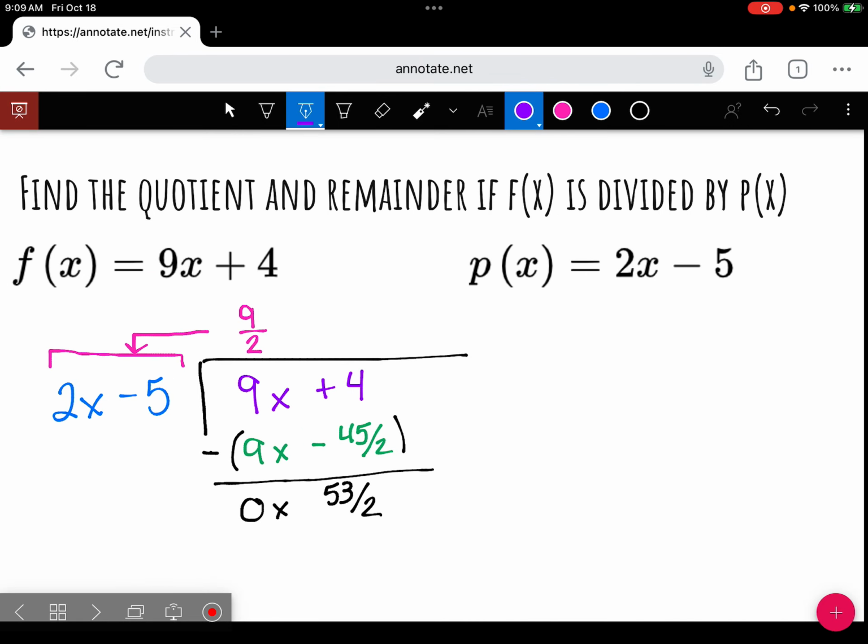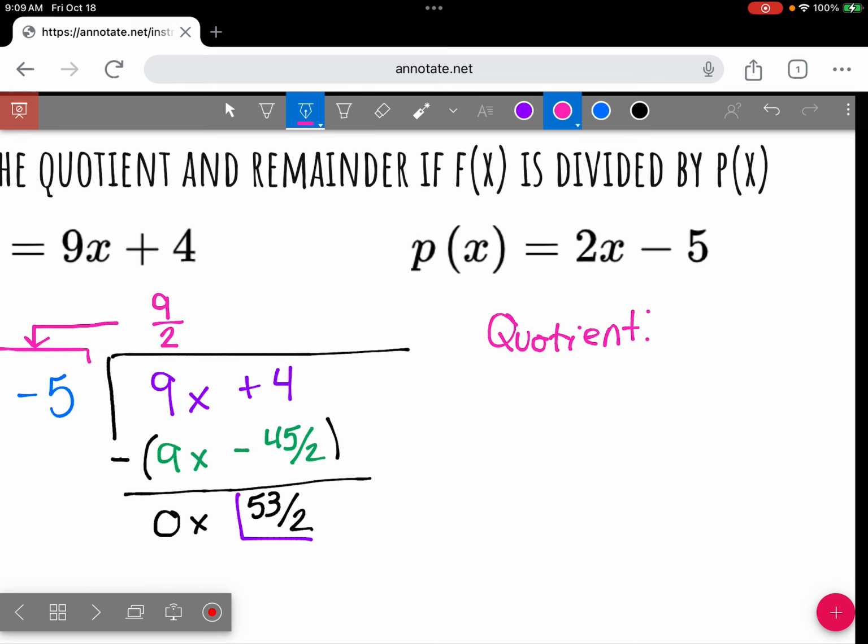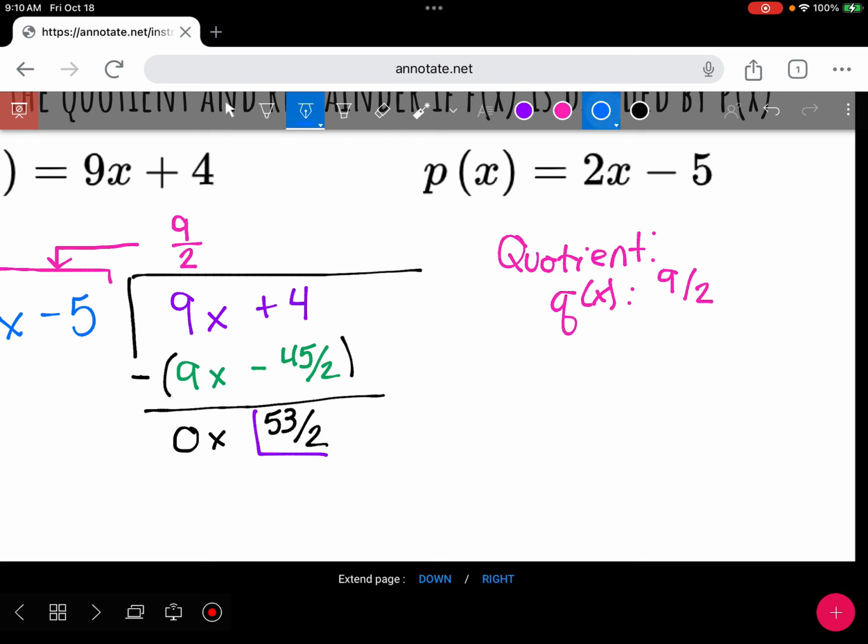So our quotient, our q of x, which is another way you can write that, just because quotient's a long word, is what's on top, that 9/2. Our remainder is this guy down here, what's left over, our 53/2.